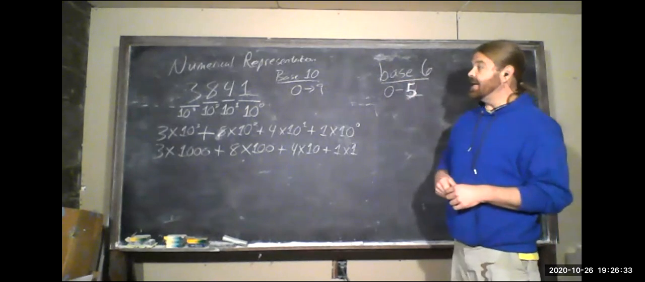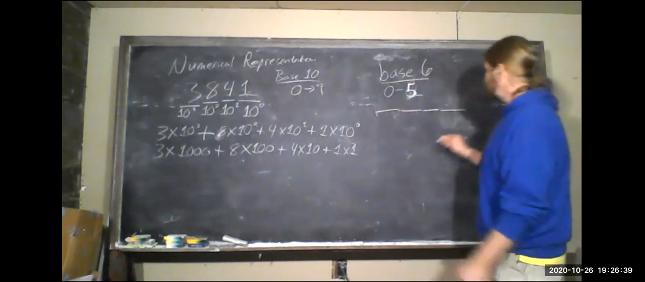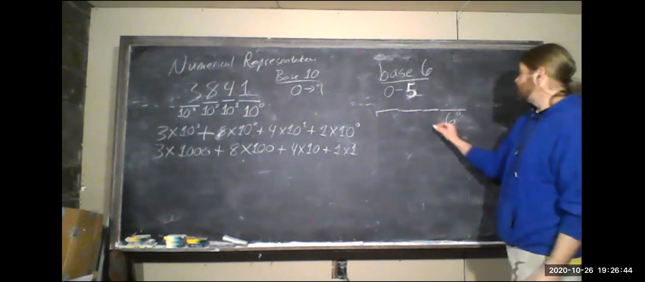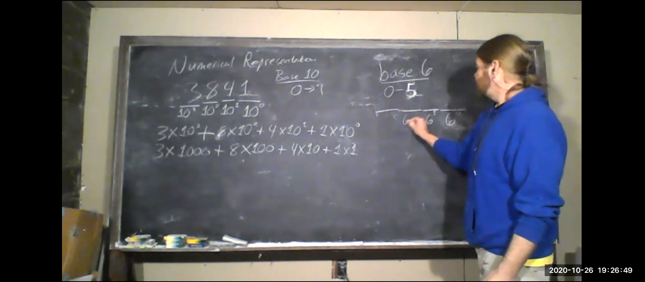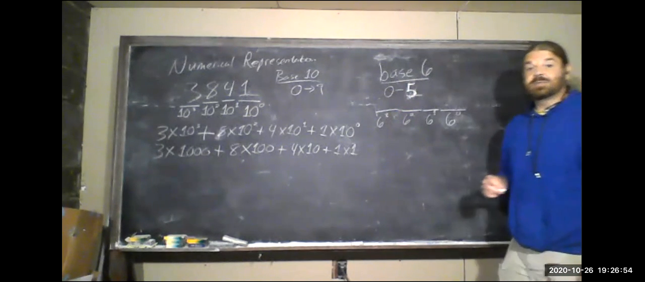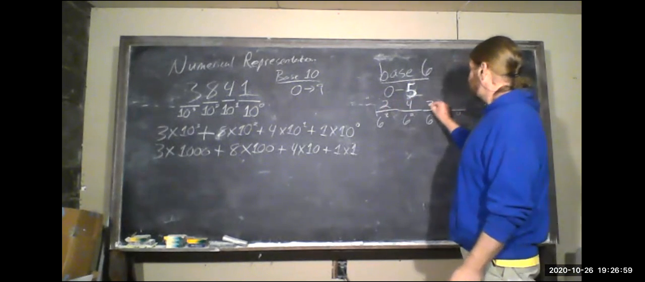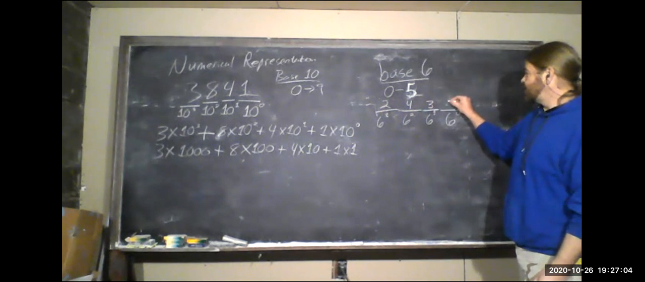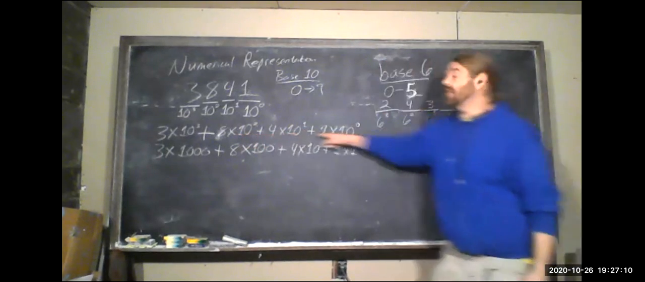And we can represent any number by setting up the columns the same way. Our smallest one is going to be the base to the 0 power, which is just a 1. And then we'll have a 6 column, a 6 squared column, and a 6 cubed column. And then we can just put in some digits there. So 2, 4, 3, 5. And then we can find meaning from it the same way as we did here.